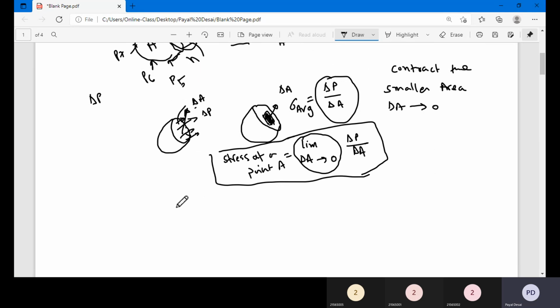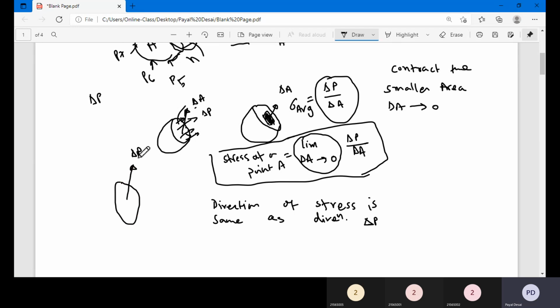Now the second thing that we want to define: I told you that the direction of stress is the same as the direction of delta P. So where does delta P act? Over this whole surface, delta P can be in any direction, and the direction of the stress is the same as the direction of delta P. But this is not final. This stress component has to be resolved into 3 Cartesian coordinate axes: x-axis, y-axis and z-axis. So the component of delta P in the x direction, in the y direction, and in the z direction.